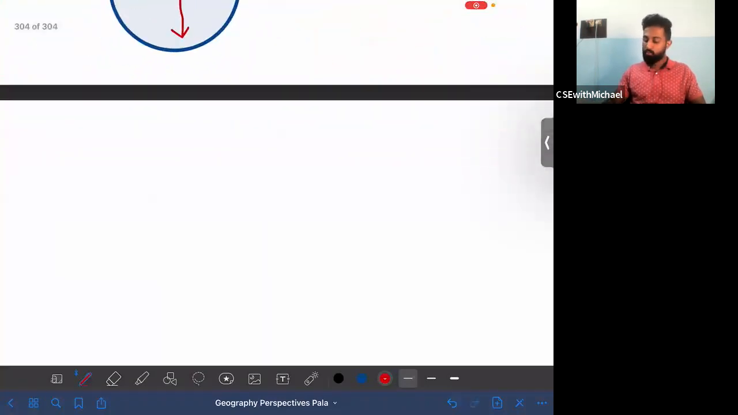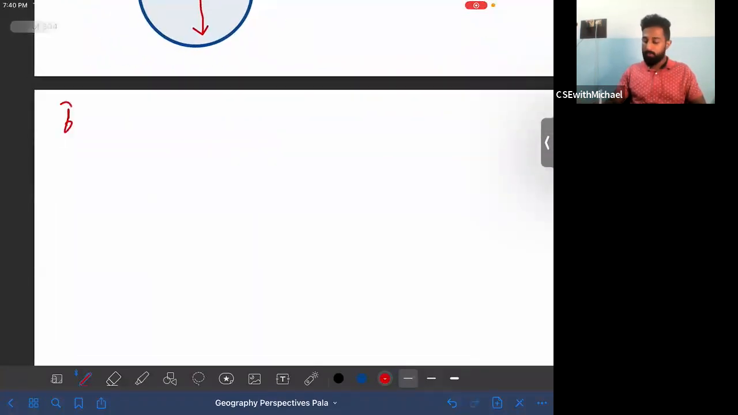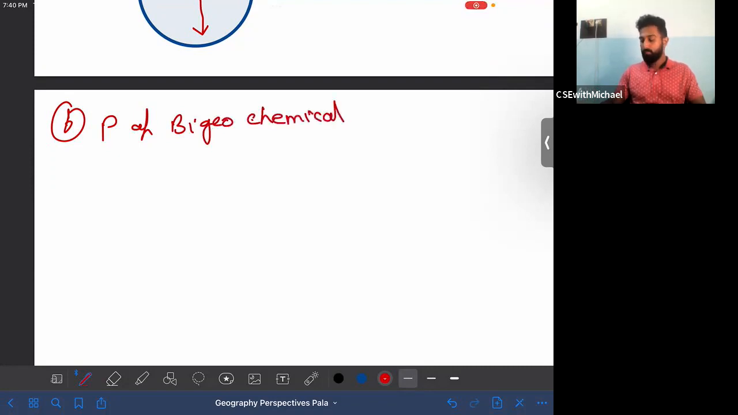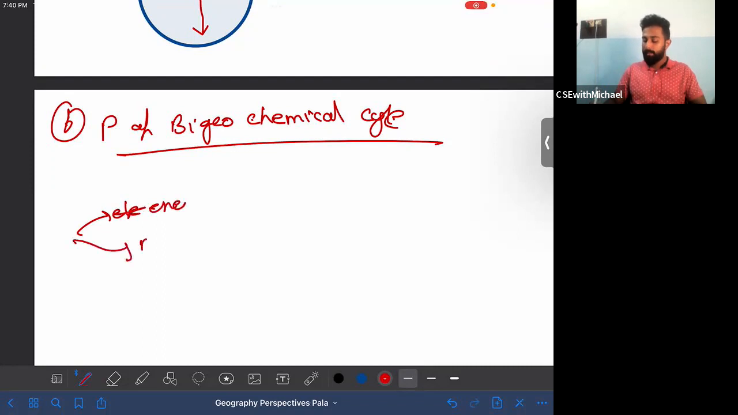Okay. Now the next one we have is the principle of biogeochemical cycles. So there is transfer of two things. There is energy transfer, and there is the transfer of matter. Energy, the principle of energetics, what we have studied, is unidirectional, it is not cyclic. Whereas matter is recycled.